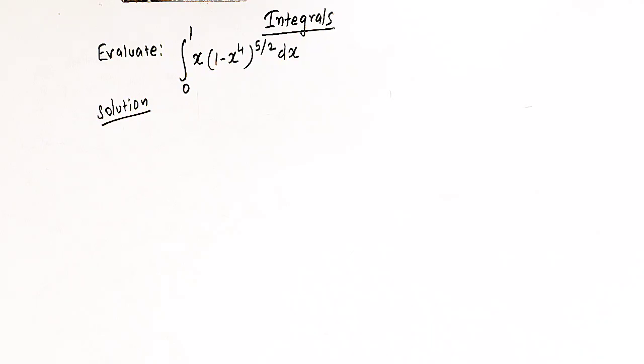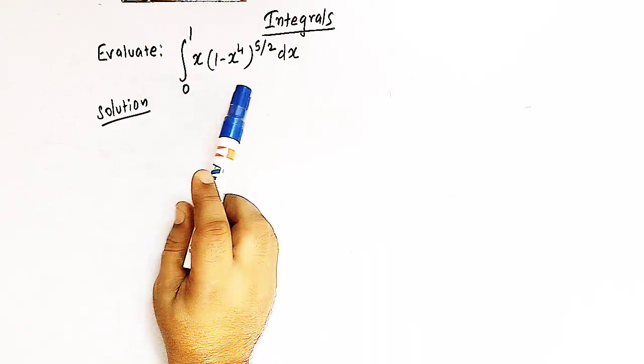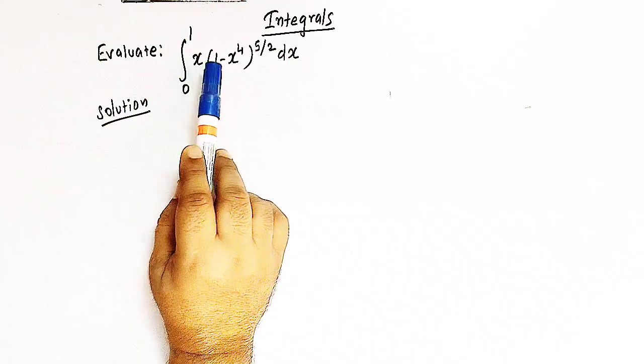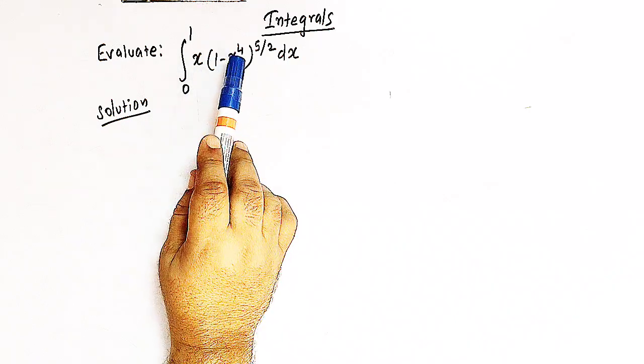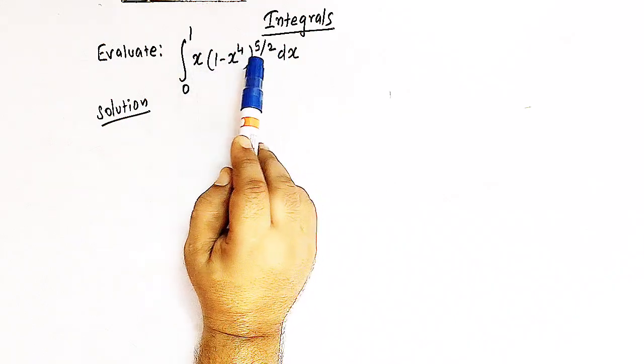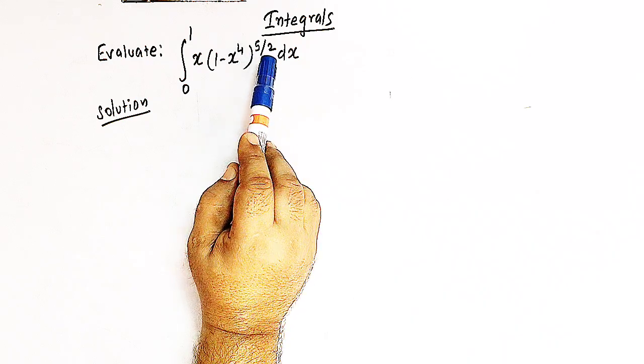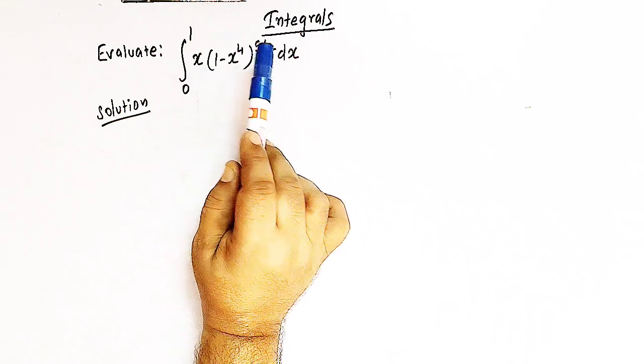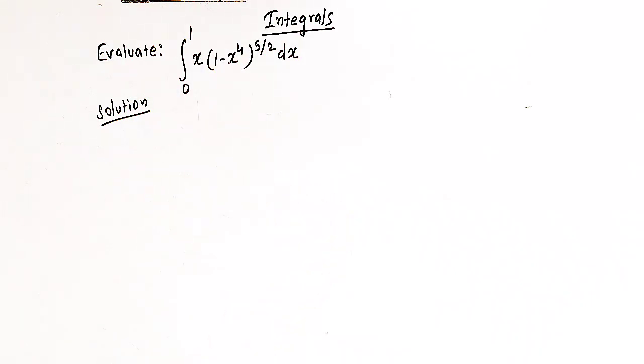Hello viewers, in today's session we are going to discuss another important and very conceptual problem from integrals, right? So here we have to evaluate this integral from 0 to 1, and here the integrand is x times (1 minus x^4) raised to the power 5 over 2, right? So here we have to evaluate this integral using the concept of beta and gamma functions, right?